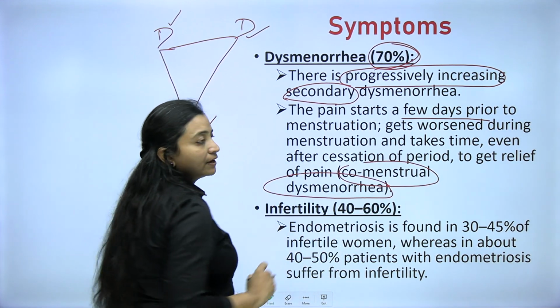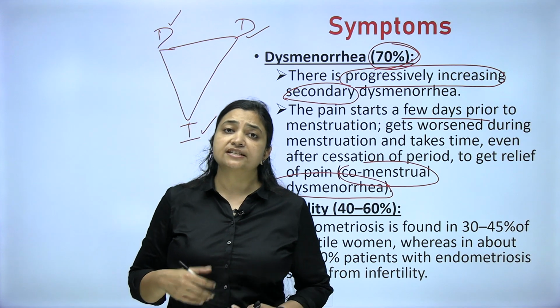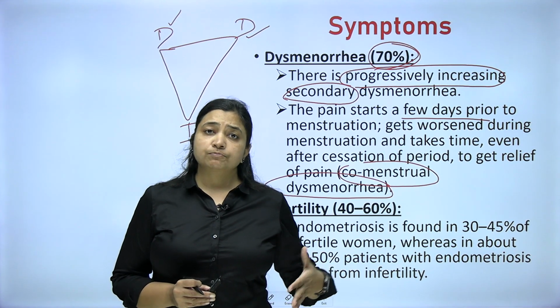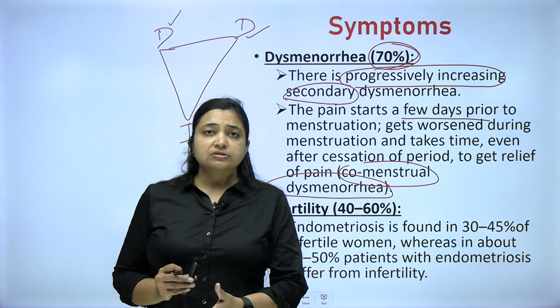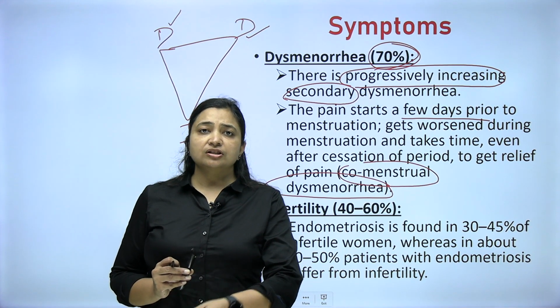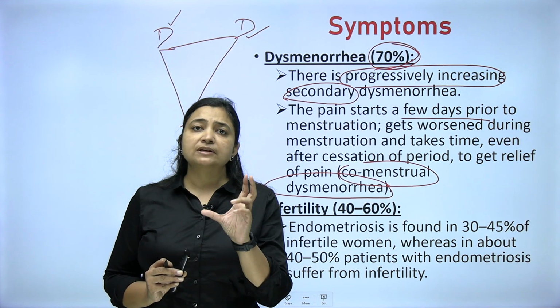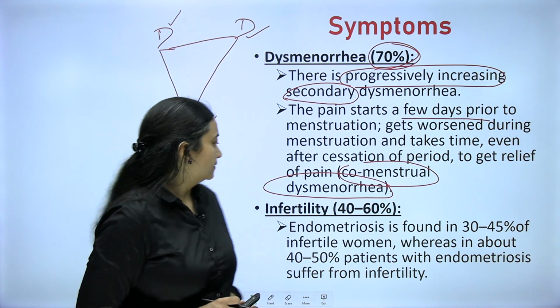So what do you understand by co-menstrual dysmenorrhea? During eliciting your history, you will find the patient will say that the pain starts before the periods, continues throughout the periods, and even after the cessation, it gets relieved only after a long time. So most of the time during the monthly cycle, the patient is in pain.